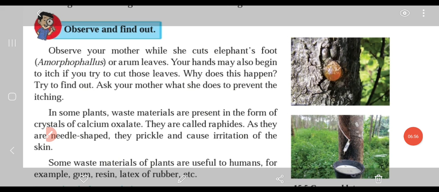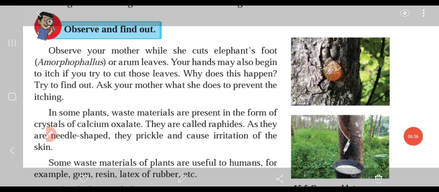Some waste materials of plants are useful to humans, for example gum, resin, latex of rubber, etc. So these are some other waste materials of plants which are useful. So this is how excretion of waste, unwanted material takes place in the plant body.